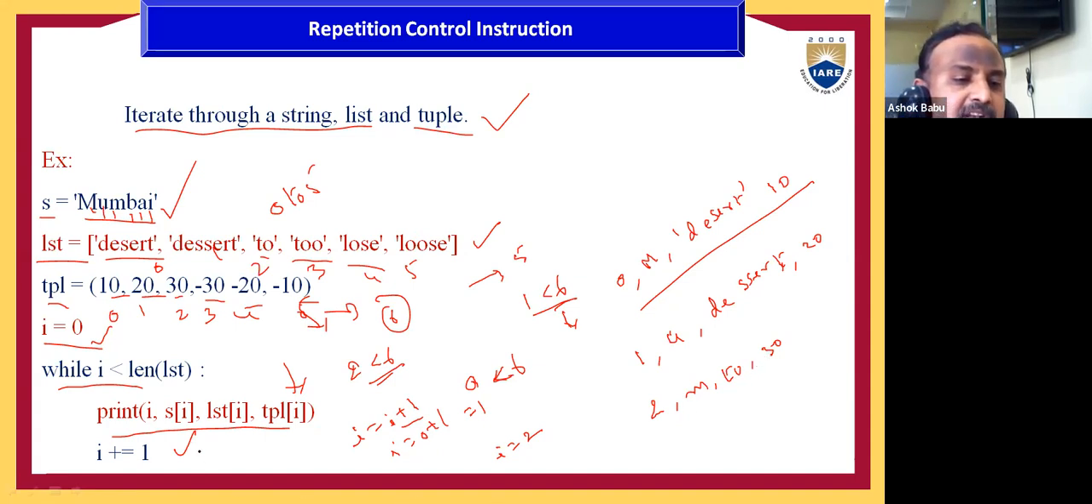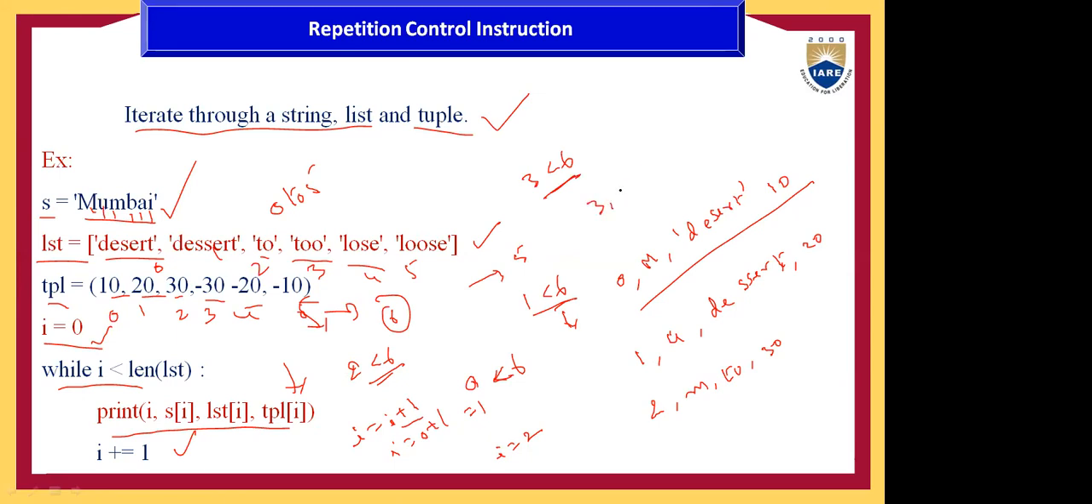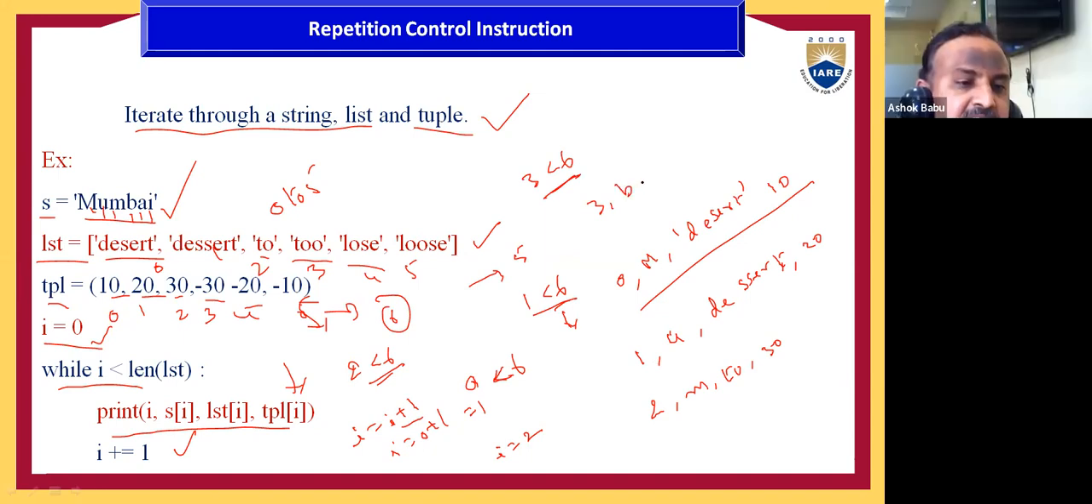Now I is incremented to the next one. Now I equal to 2 plus 1. The new value of I is 3. Therefore 3 is less than 6. When 3 is less than 6, again it will print the output. The new output is 3 comma S of 3, which is B, comma list of 3, which is POO, and tuple of 3, which is minus 30.